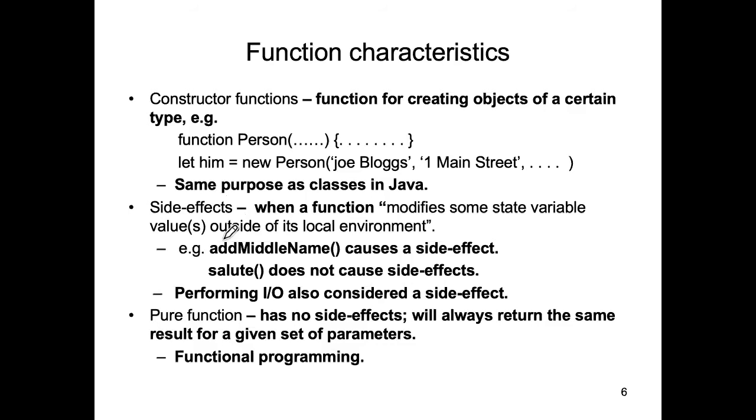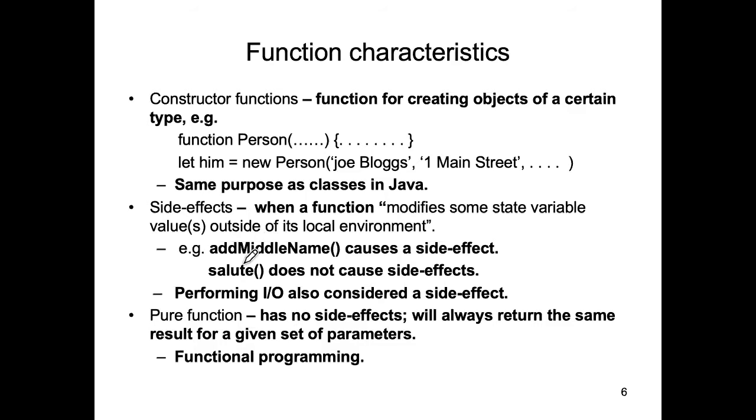So for example, the add middle name function that I had there a few moments ago, we would say that causes side effects because the person object, whether that was me or her, was declared outside of the function. It was passed into it, and then within the function, it was actually changing them. So the function, we would say, has side effects.